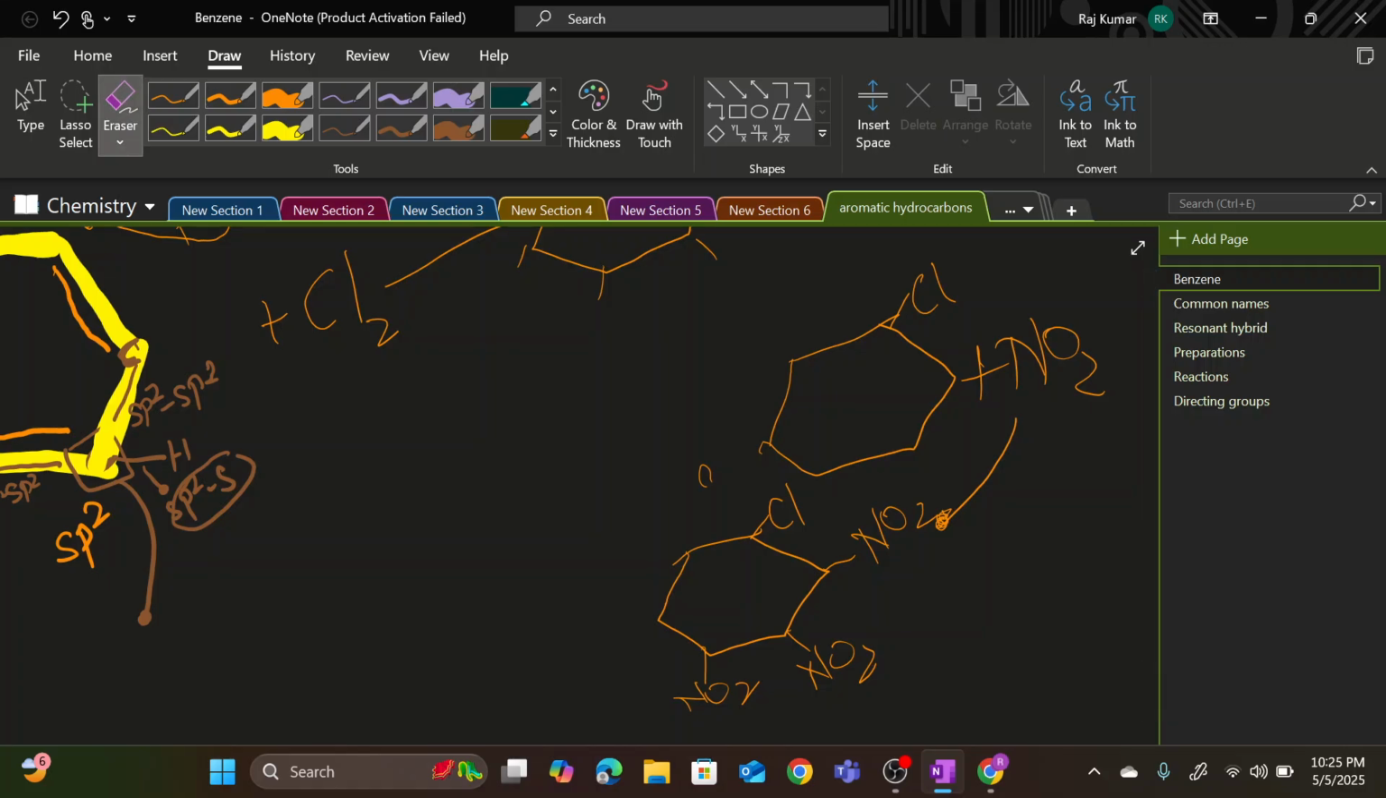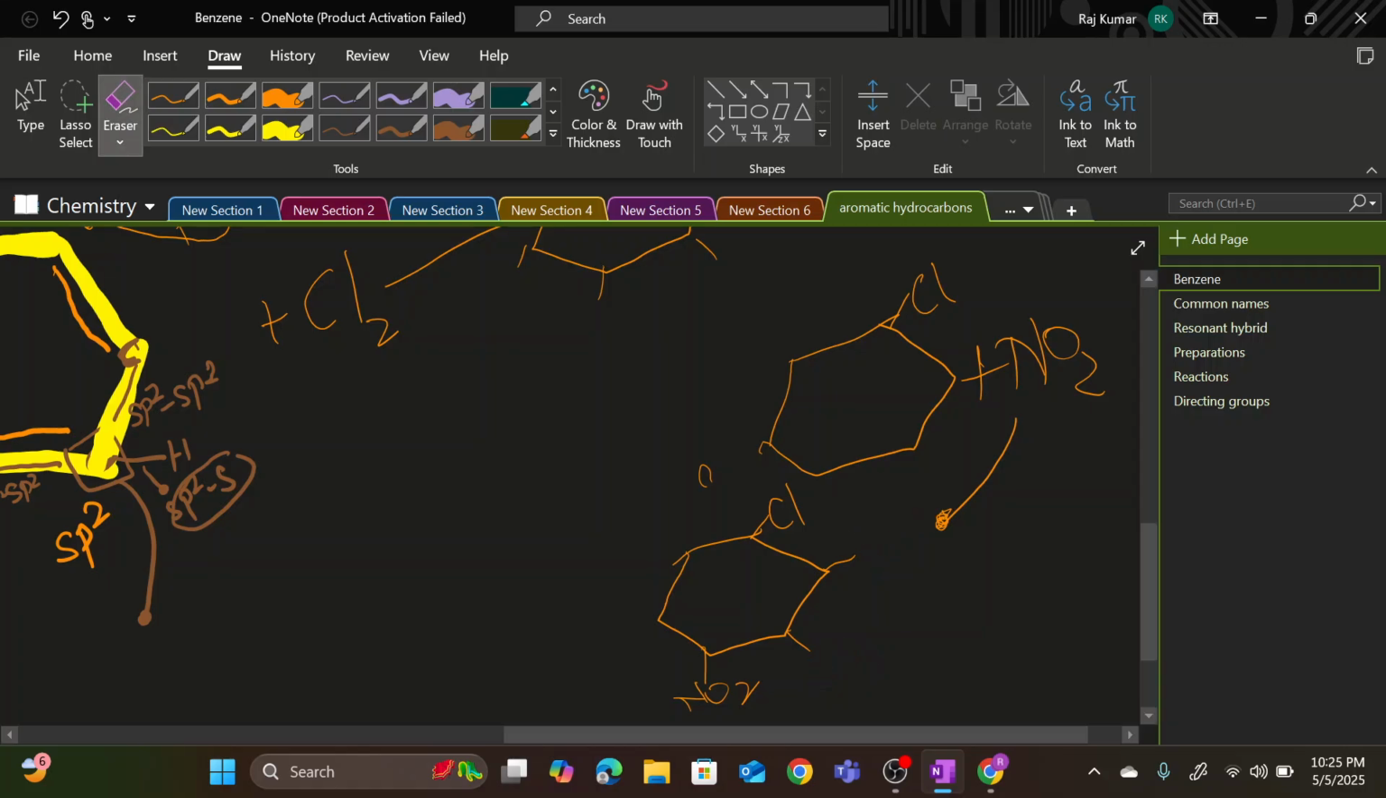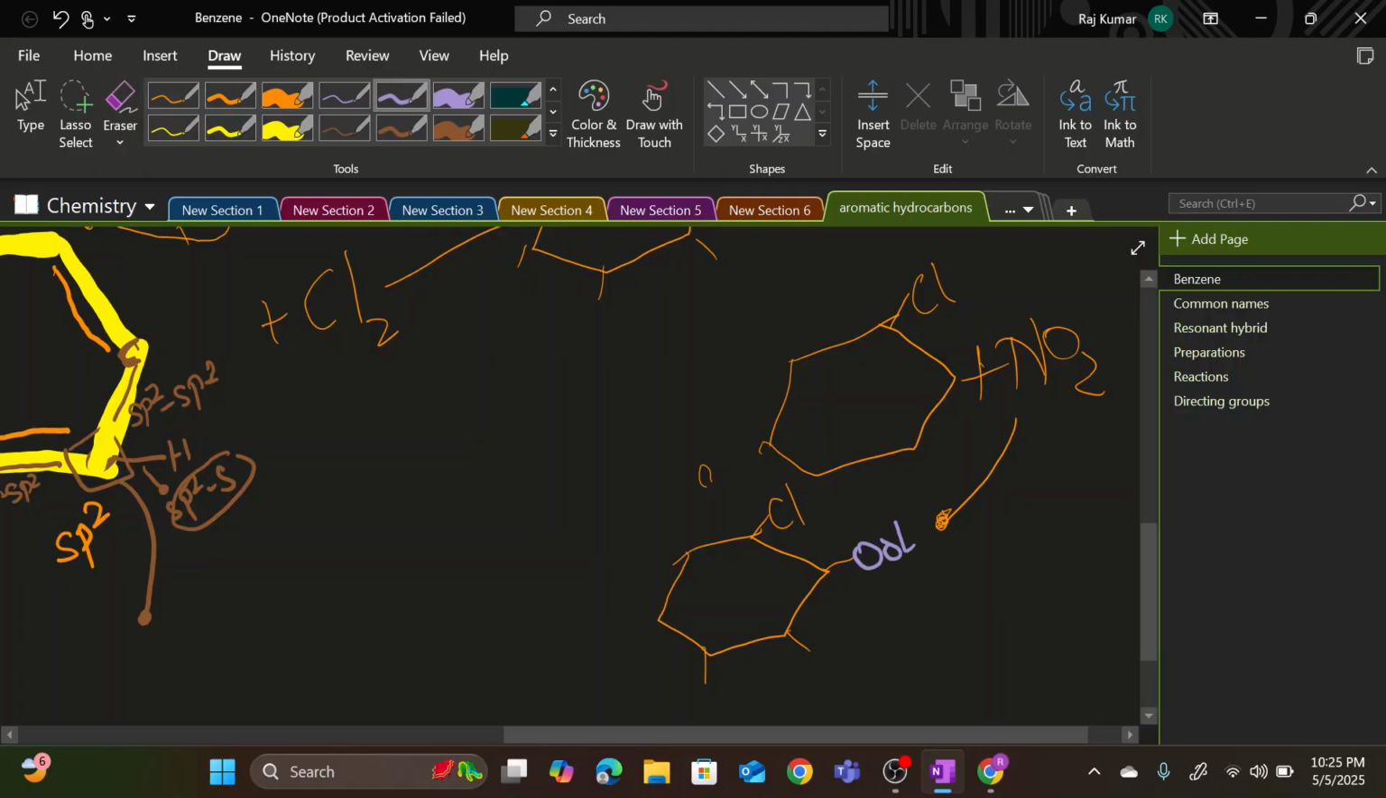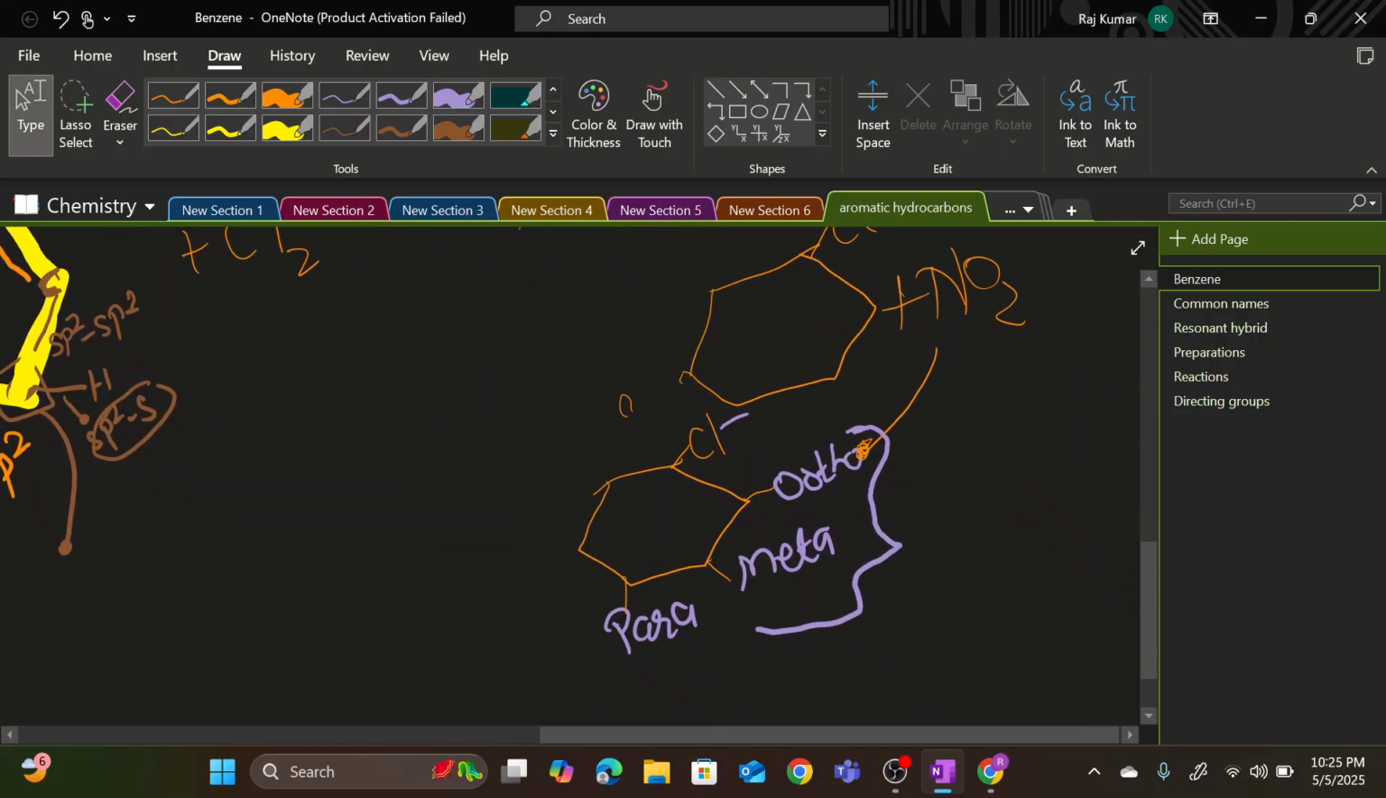These positions are named as ortho position, which is nearest from the chlorine. We are taking chlorine as a reference. Meta position and para position. So in that way, by taking the first substituent as a reference, the second substituent will have three positions, which is ortho, meta, para, due to which we say that there are three di-substituted products for benzene.